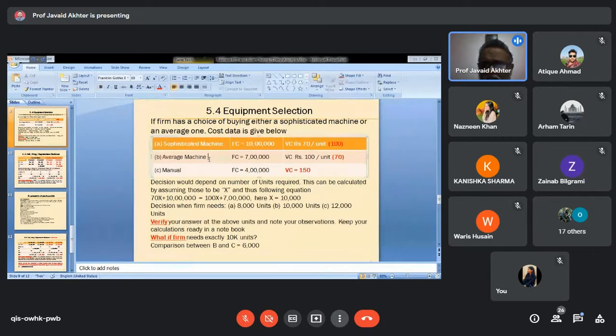You may have any kind of machine: washing machine, production machine, manual machine, maybe fully automated, semi-automated, highly automated. There can be several variants or models of one equipment. Which one should you buy? Again, the break-even analysis can help you. In this example, I have given 3 models. A highly sophisticated machine will cost something and the running cost will be something. An average machine will have some fixed cost and some variable cost. A more or less manual machine will also have fixed cost and variable cost. If you look at fixed cost and variable cost, what do you observe?